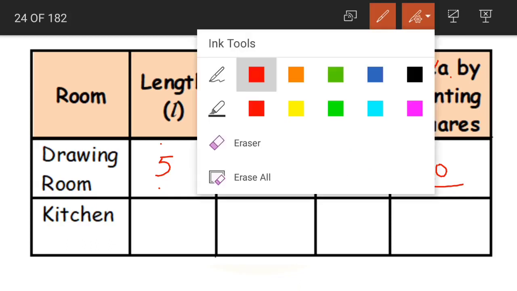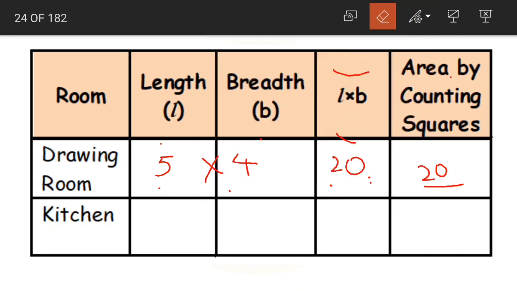So that means the formula to find out the area of a given rectangle is L into B. Understood? L into B is equal to the area of the given rectangle.